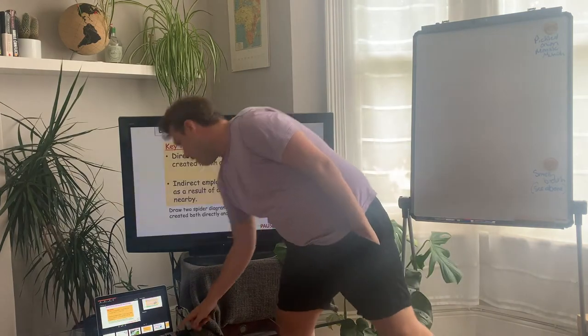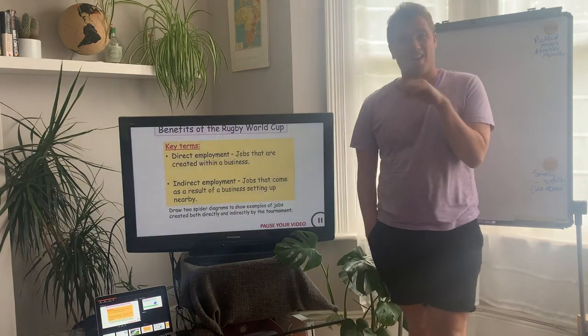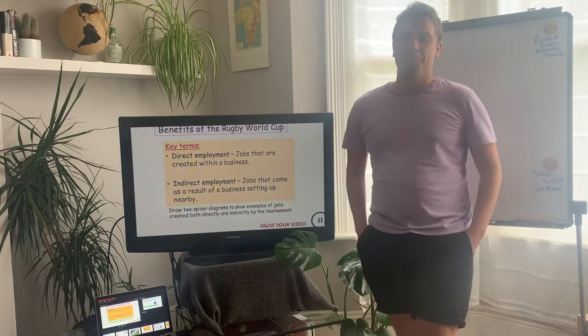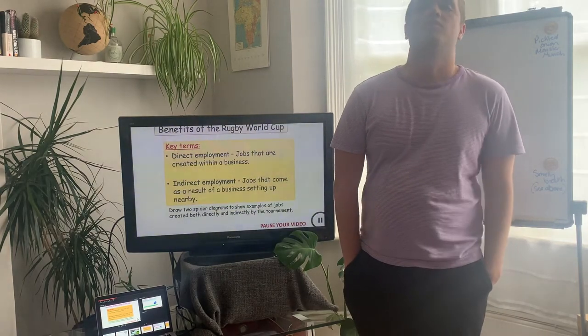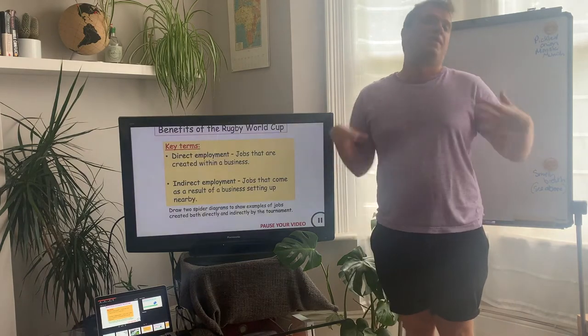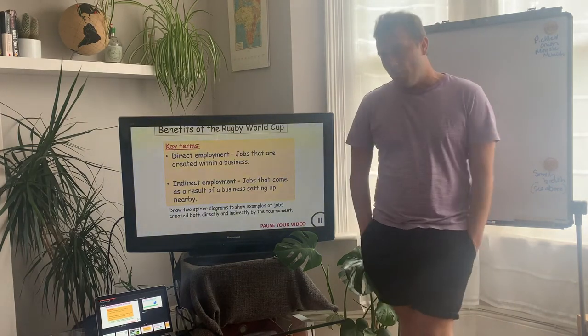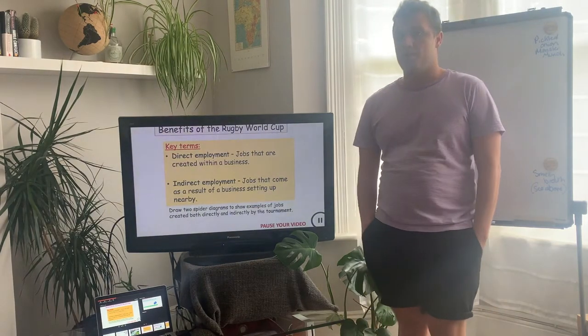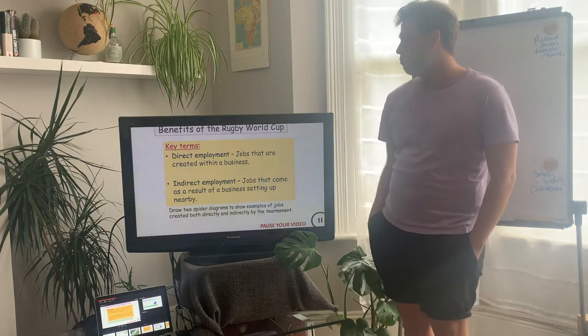And we will get started by having a look at two key terms, or two words that I actually mentioned last lesson. I said we'll come back to them this lesson, and here we are. So when we think about jobs, there are loads of different ways we can categorise different people's jobs, but one way we can categorise them is through calling it either a direct employment or an indirect employment.